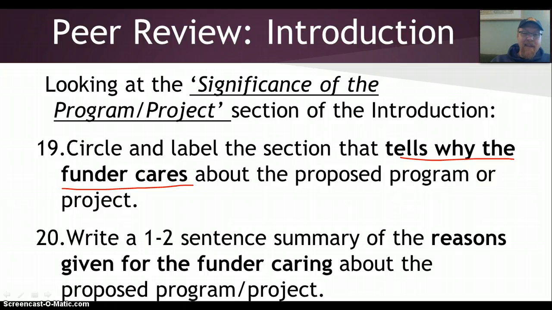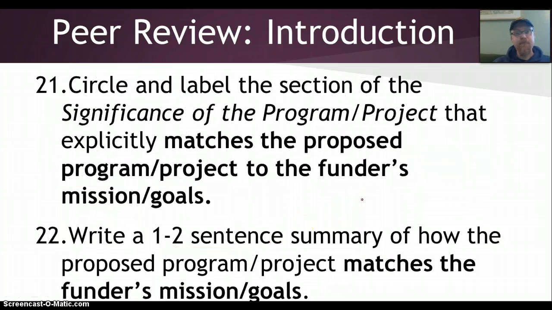Anyway. And then I'd like for you to write a 1 to 2 sentence summary in your own words of the reasons given for the funder caring. Why should the funder care? Be explicit about it. Say, this aligns with your mission to whatever it is. Well, you can be that direct. You want to make it so that you're not yelling at the funder, but you're looking in the introduction that you're reviewing for some sort of a statement that tells why the funder cares.